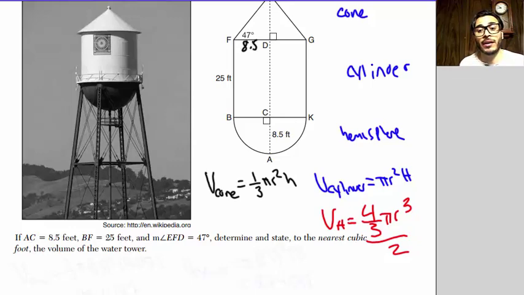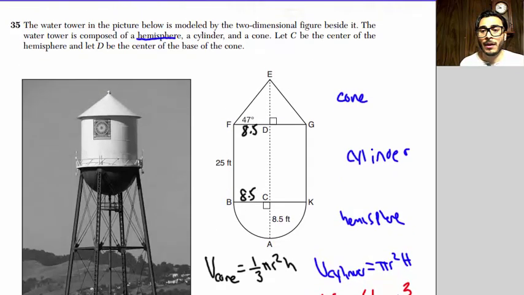I'm glad you asked, and I'll tell you why it is. See, the radius of the hemisphere here is 8.5. Well, this BC is also the radius of the hemisphere, so if that's 8.5, that's 8.5. So now I have to find the height of the cone. They didn't give me the height. I have to go ahead and find it.